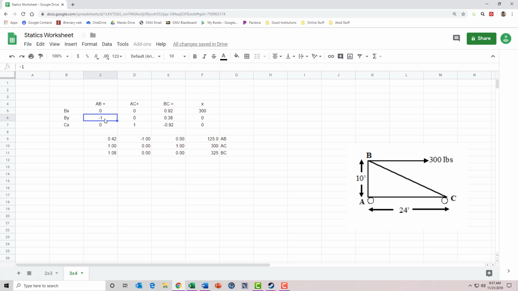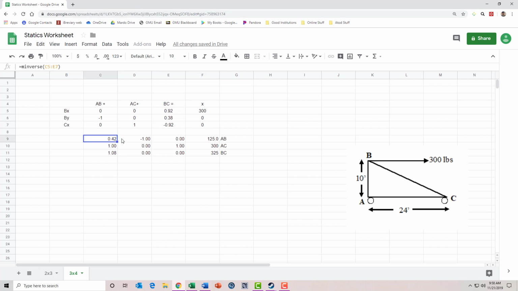Then my next equation: 10/26 of BC wants to go up, and it's being held by AB going down. Because these are going in opposite directions, one has to be negative with respect to the other. I just chose AB; I could have put it on BC, it doesn't matter. So I'm saying negative AB plus 10/26 of BC equals 0. They balance each other out. And then to find AC, I do the same thing: AC minus 24/26 of BC equals 0.